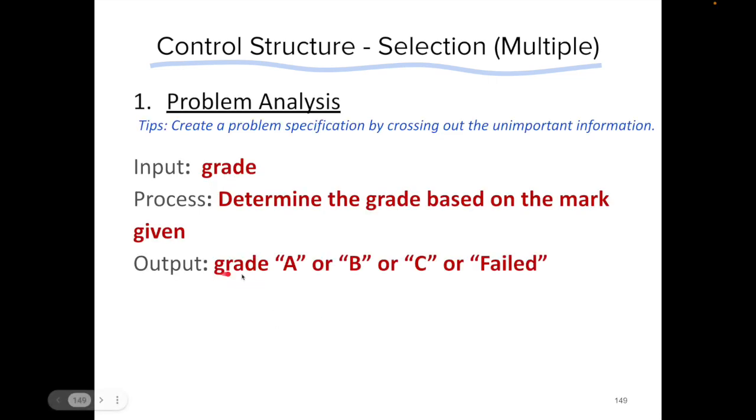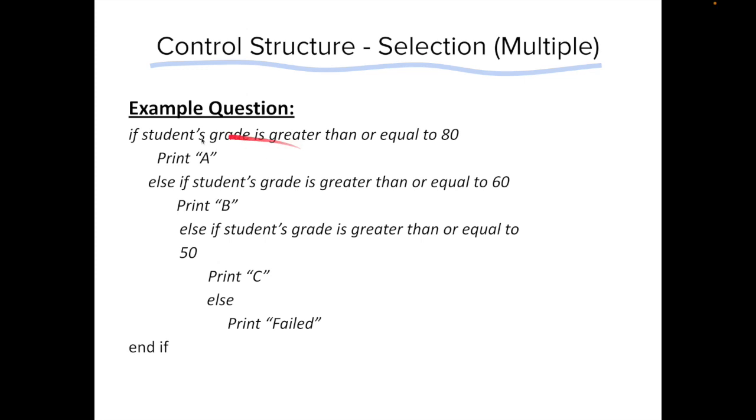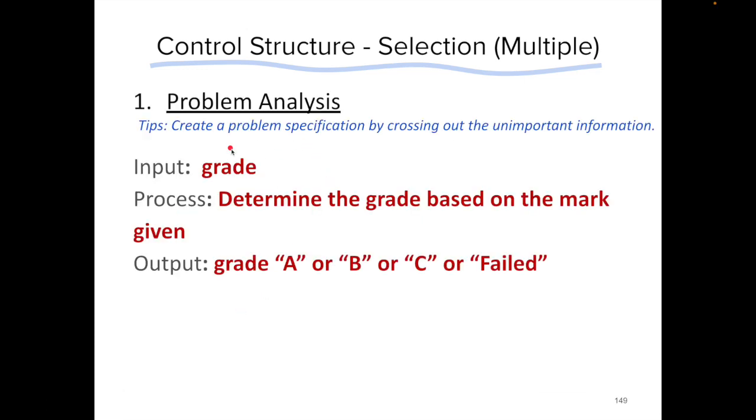So, we know that it can be, kalau nak tulis message pun boleh, grade pun boleh. So, grade A or B or C or fail. You nak buat grade A or grade B or grade C or grade fail pun boleh. Tak ada masalah. Message A or message B, message C pun boleh. Okay. Tu output dia. Input dia apa? Kita tahu, kita boleh decide print A, print B, print C ni menggunakan students punya grade. So, input kita adalah grade. And then the process will be determine the grade based on the mark given.